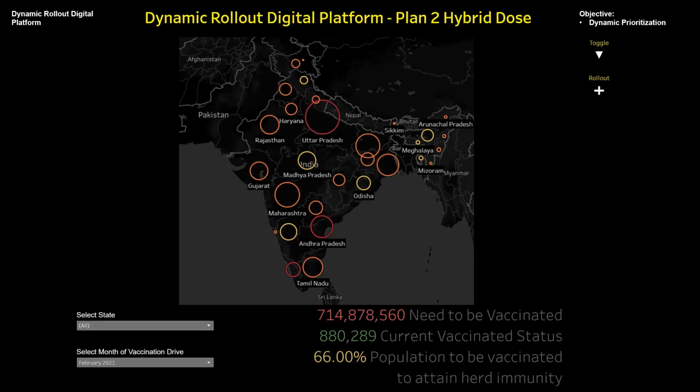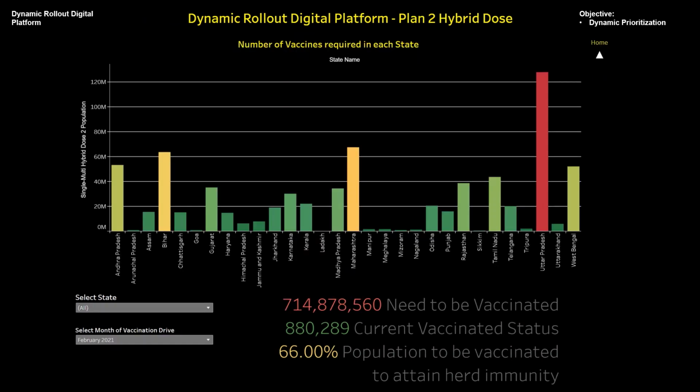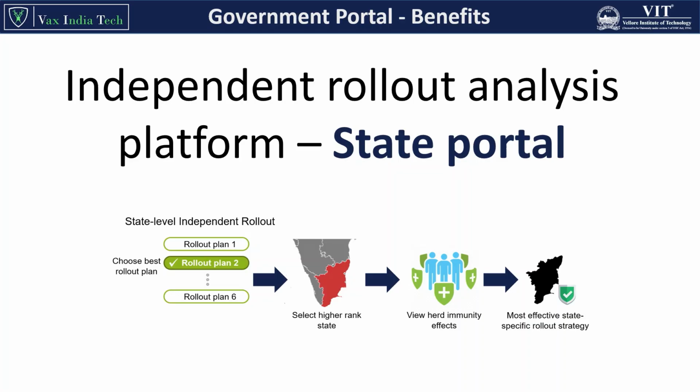Now that we have changed the rollout plan to hybrid dose, we can see that there's a dip in the percentage of the population that needs to be vaccinated to attain herd immunity. The reason being that we've used a different rollout plan and hybrid dose. This dynamic digital platform makes it easy for the government to identify an optimal rollout plan to improve the rate of vaccination. Next, I'll show you the state-level portal.